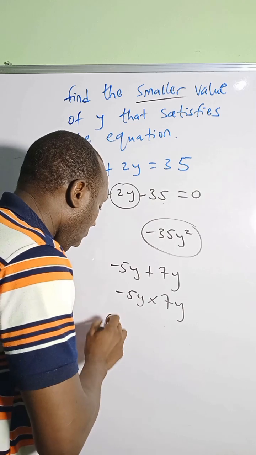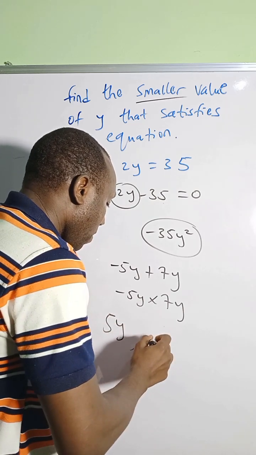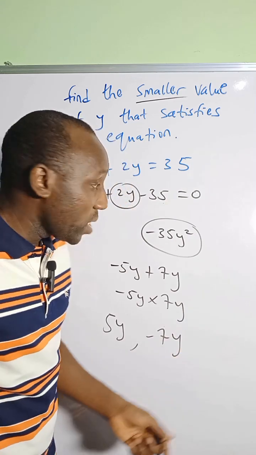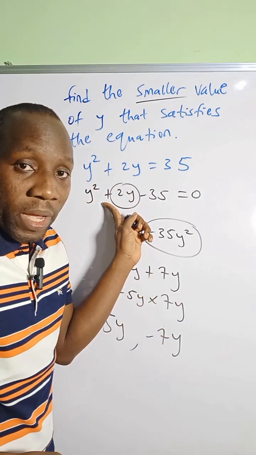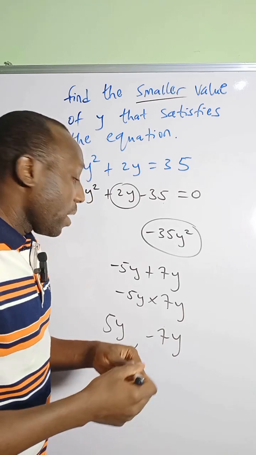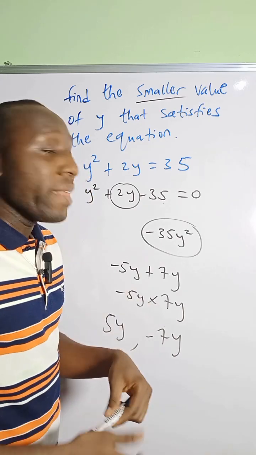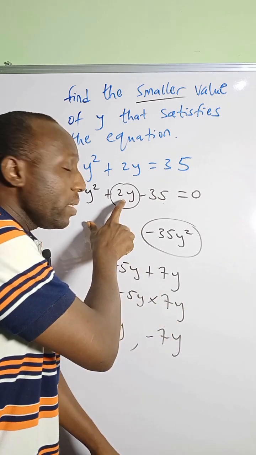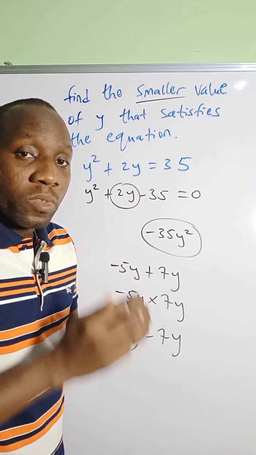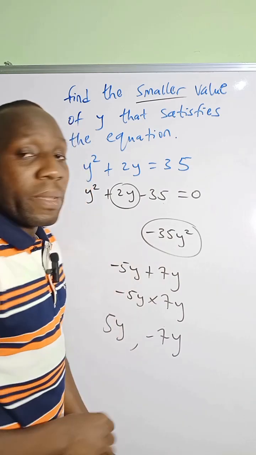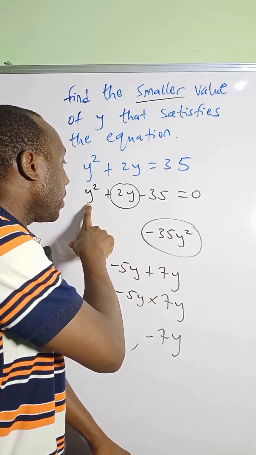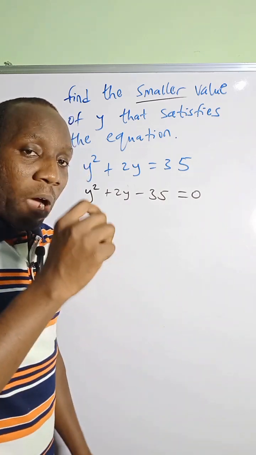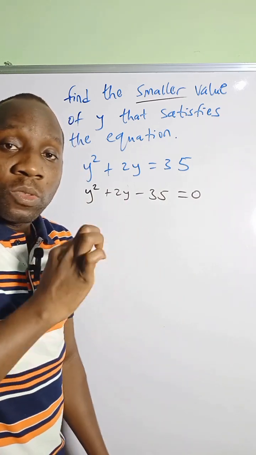If you pick 5y and minus 7y, 5y plus minus 7y will give us minus 2y, but this is plus 2y. So the mistake students make is that they just pick any two factors and use them like that. So you must test whether when you add the two factors, you get the middle term, and when you multiply the two factors, you get this term here, which is gotten when you multiply the leading term and the constant term. So those two factors we got, I'm going to replace 2y with those two factors.